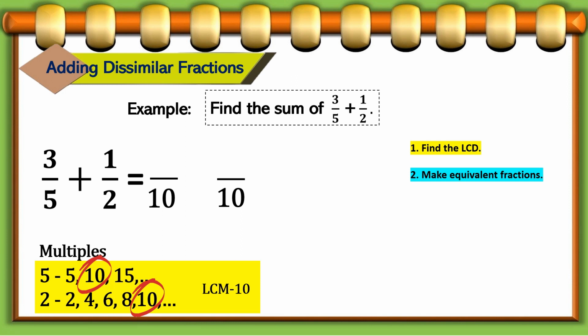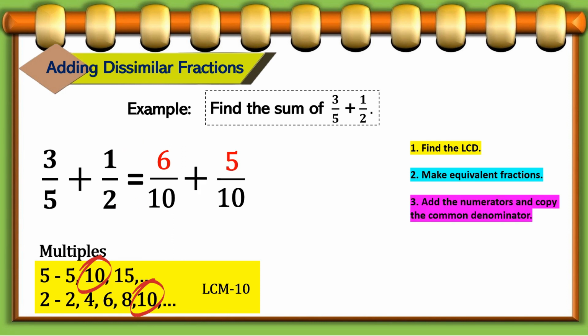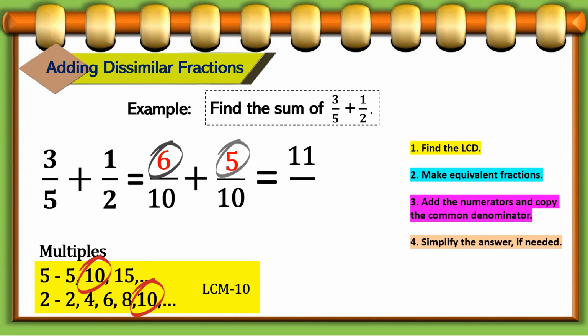Next, make equivalent fractions. Then, divide 10 divided by 5 equals 2 times 3 equals 6. 10 divided by 2 equals 5 times 1 equals 5. Next, add the numerators. 6 plus 5 equals 11. Copy the common denominator. Since the answer is an improper fraction, we are going to simplify the answer.